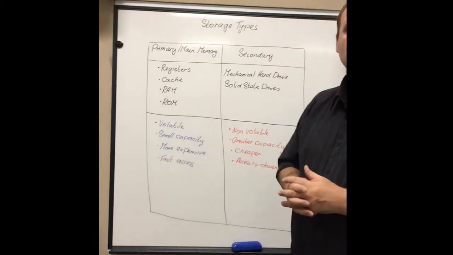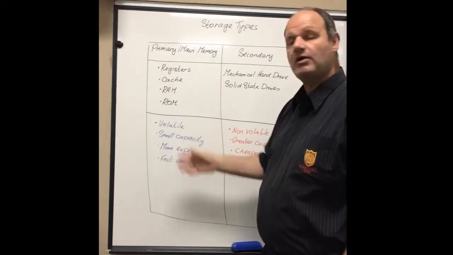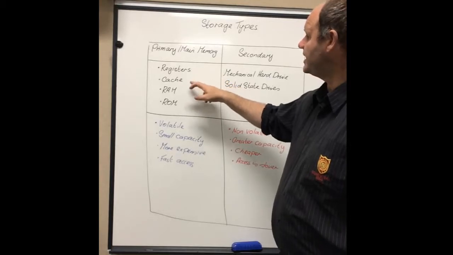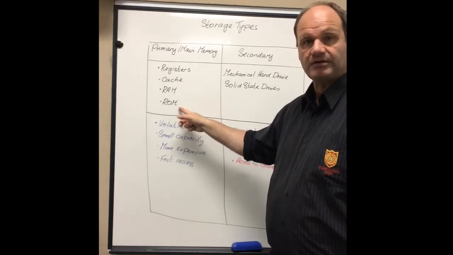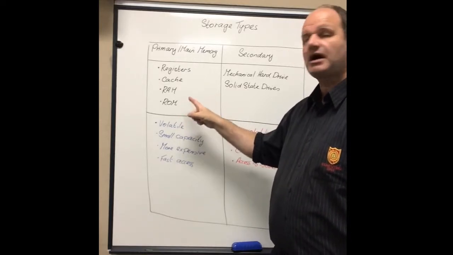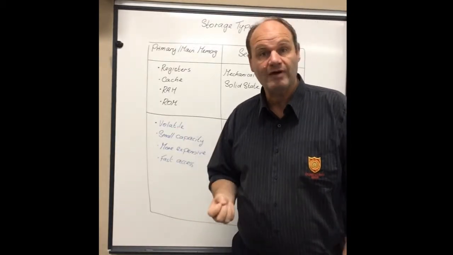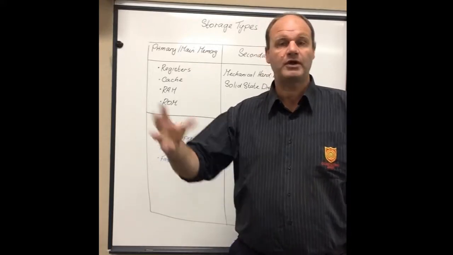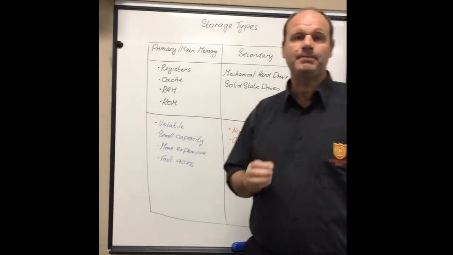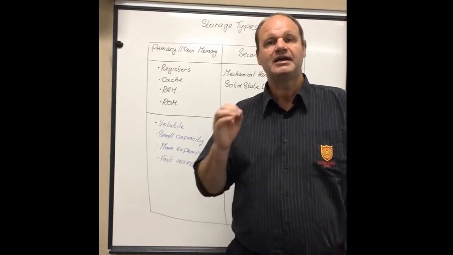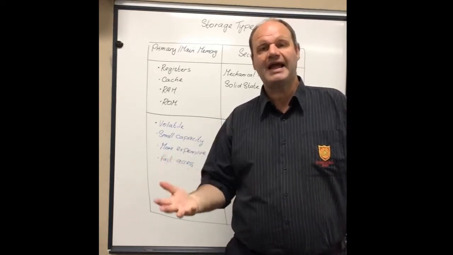ROM has non-volatile memory. We'll talk about volatility in a minute, but registers, cache and RAM have volatile memory. ROM is different. It has non-volatile memory. That means that it is generally non-programmable, so what is put on the ROM we can't change. However, there is what is called EEPROM, which is electronically erasable, programmable, read-only memory, which can be reprogrammed.